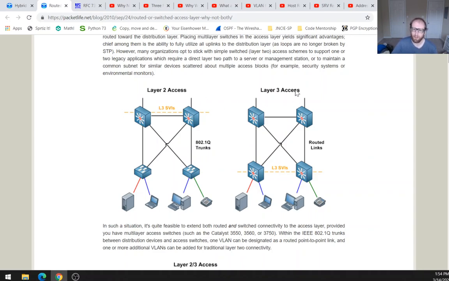So when it comes to ARP scaling, basically the best way to scale ARPs is to build your L2, L3 boundary at the access layer. And if you need a special case for a special device, you can do that in a special way by using a special VLAN.